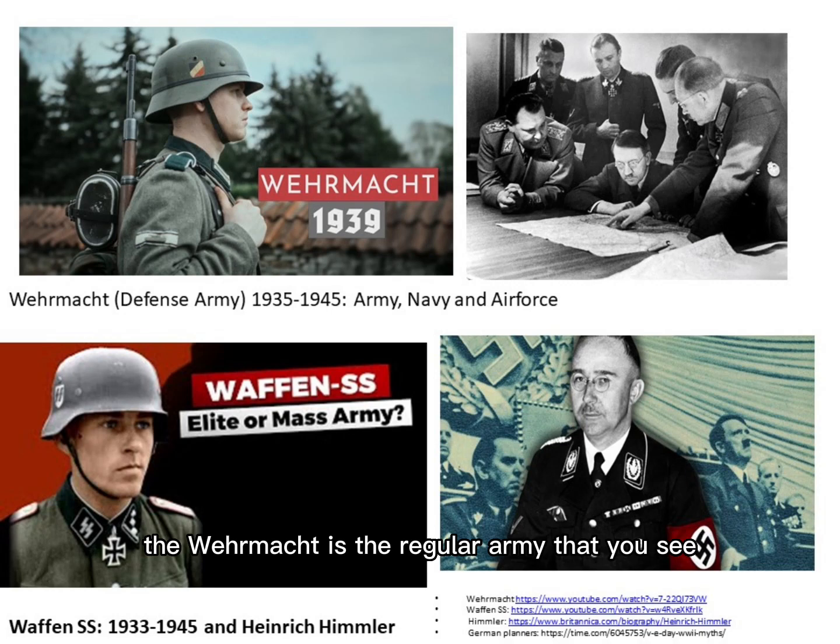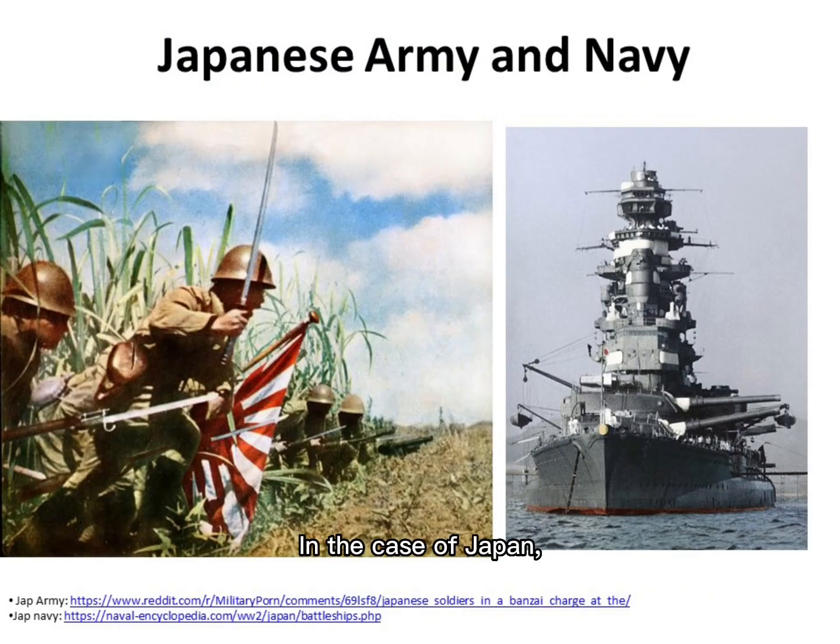The Wehrmacht is the regular army that you see in the picture on your right. Hitler will create the Waffen-SS, or the SS groups led by Heinrich Himmler. This is like the personal bodyguard or the personal armies of Nazi Germany. So quite different in terms of how they think, in terms of the ideology, in terms of their fanatical loyalty to Hitler. In the case of Japan, there is a tension between the army and the navy, very much unlike Germany.